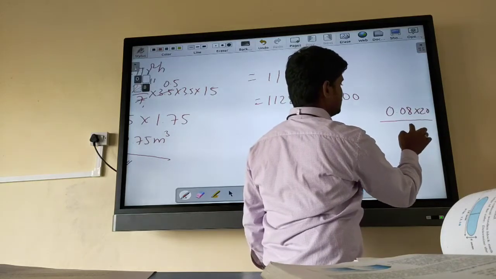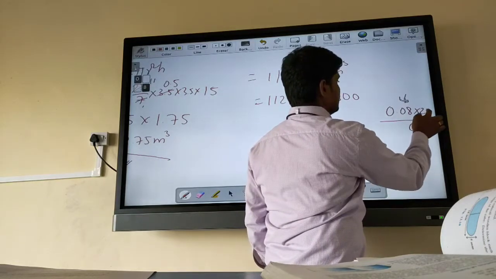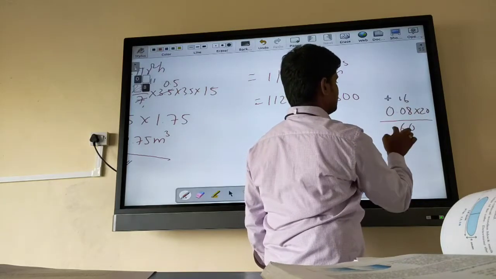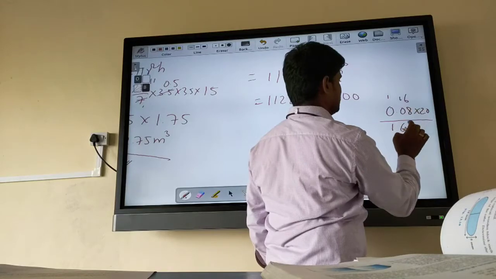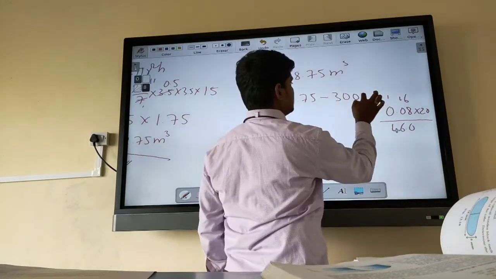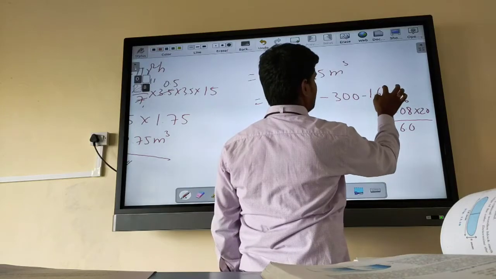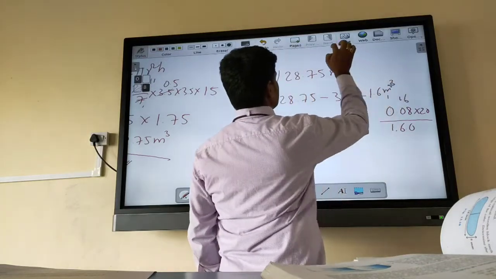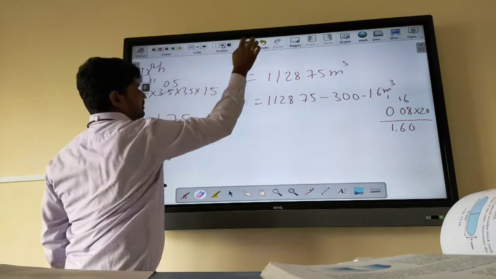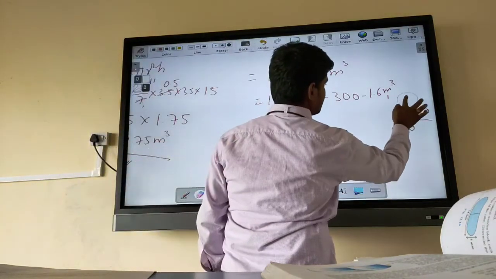20 table: 2 eights are 16, 160, 0, 16 carry. 2 zeros 0 plus 16, 6, 1 carry. 2 zeros 0 plus 1, 1. Put the point, 1.60. 1.6 meter cube, children. Any doubt regarding this one? No doubt.